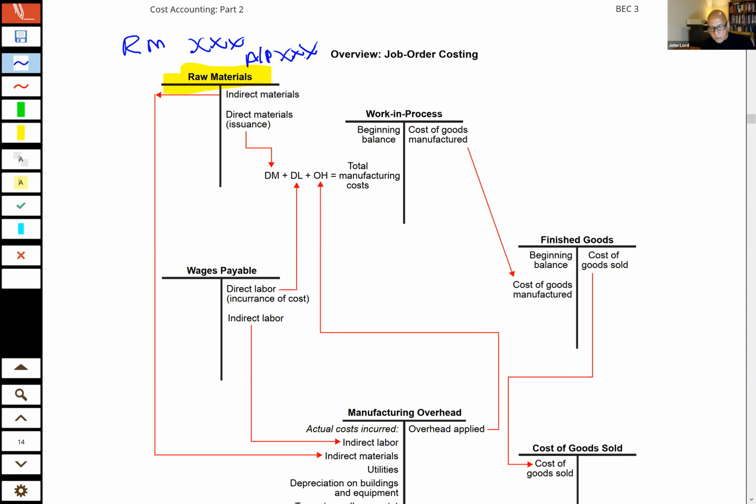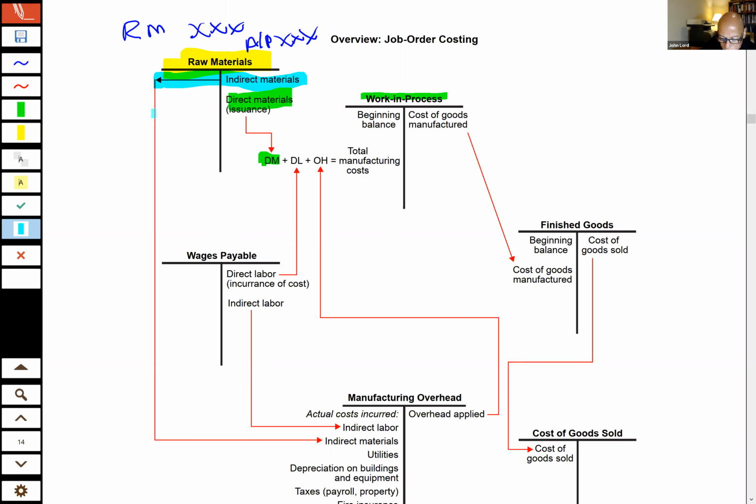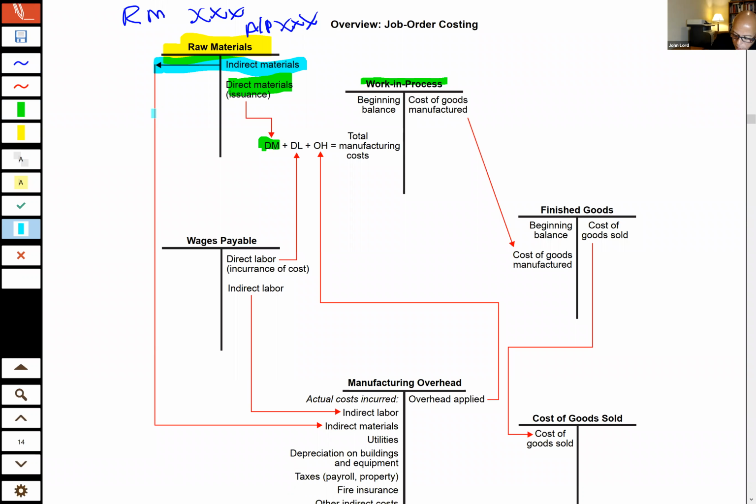So even though they're kind of showing the line coming from the debit side, which is a little bit daunting here for the indirect materials anyway, for the direct materials, we go ahead and credit the raw materials. We debit the work in progress. Okay, for our indirect materials, we're going to go ahead and credit the raw materials.